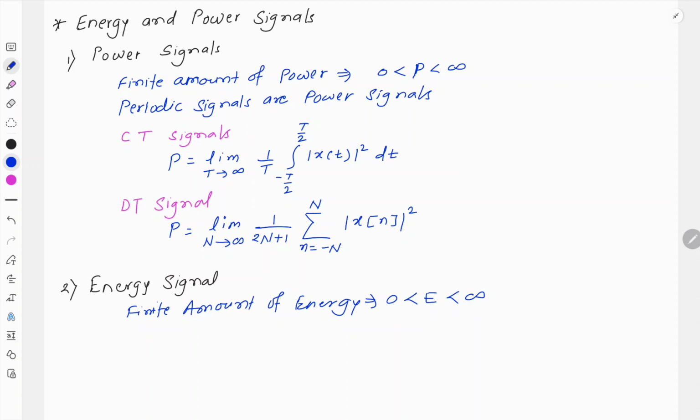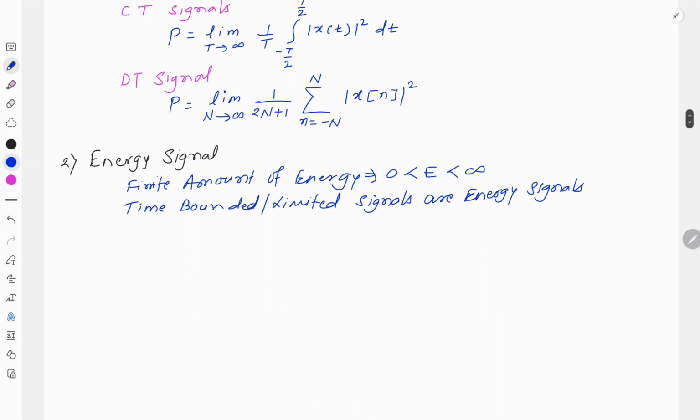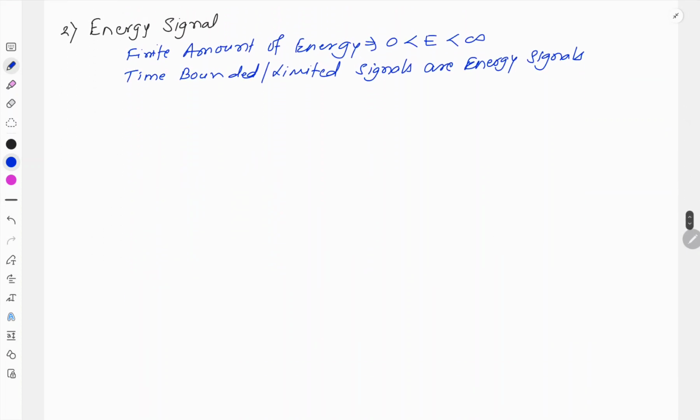Now generally the time bounded, or we also call it time limited, signals are energy signals. Now let us see the representation of this energy signal in the equation form. Let's start with the CT representation.